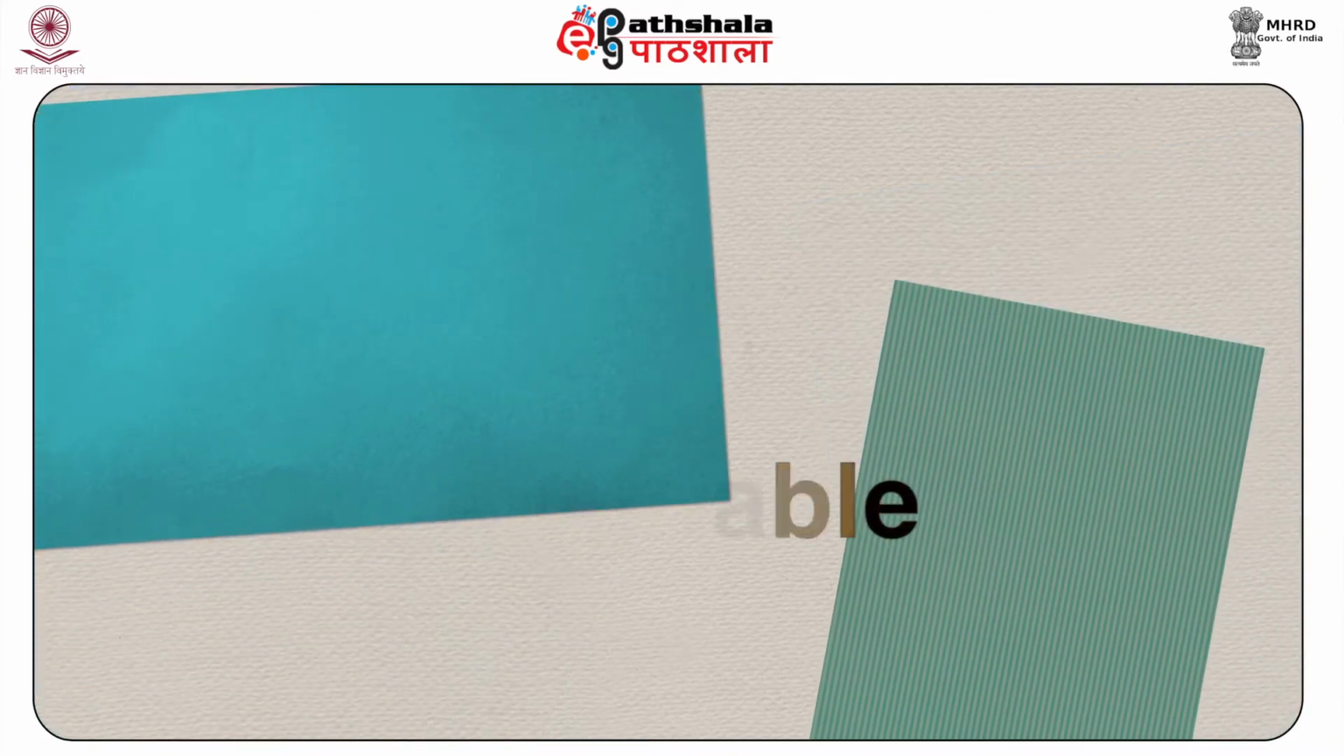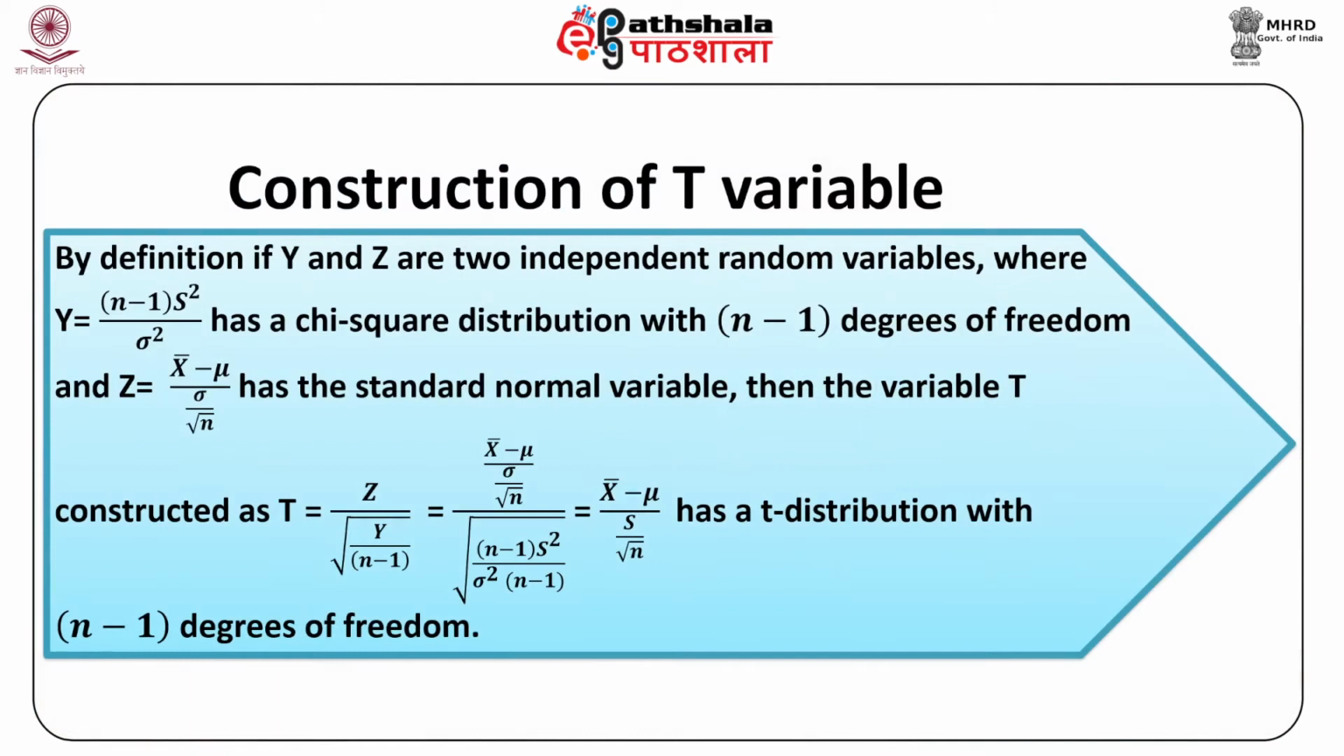Let us understand this. By definition, if y and z are two independent random variables, where y is equal to, let's say, n minus 1 into s square divided by sigma square and has a chi-square distribution with n minus 1 degrees of freedom, and z is equal to x bar minus mu upon sigma by root n and is a standard normal variable, then the variable t is constructed as t is equal to z upon the square root of y by n minus 1.